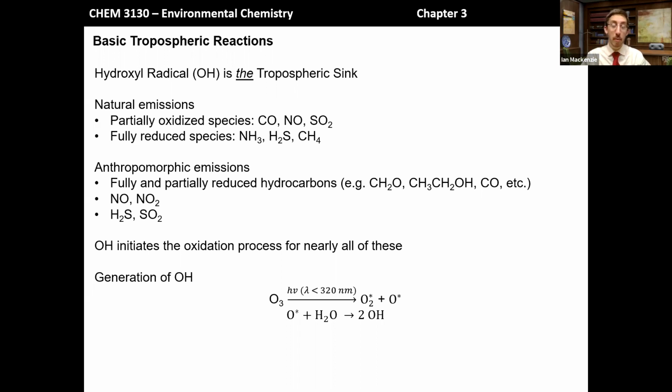Also, it's important to point out that the concentration of water is much higher in the troposphere than it is in the stratosphere. And so the likelihood of that excited state oxygen atom finding water molecules is much higher in the troposphere than in the stratosphere. But this is where those hydroxyl radicals initially come from.